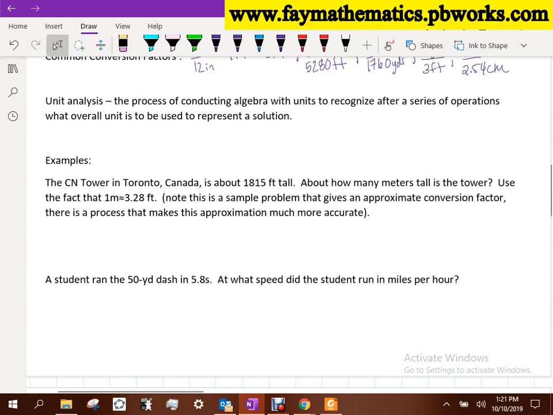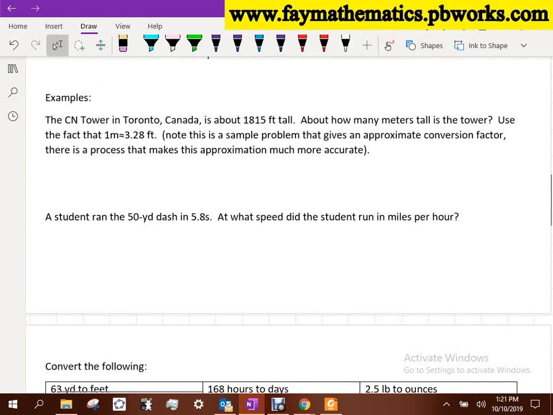A couple examples here. It says the CN Tower in Toronto, Canada, is about 1,815 feet tall. I want to know how tall is that in meters. How do I convert that? We're going to use this fact that 1 meter is equal to 3.28 feet.